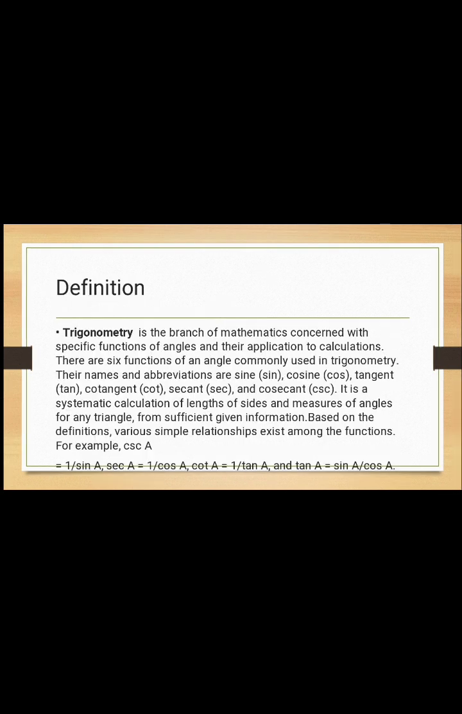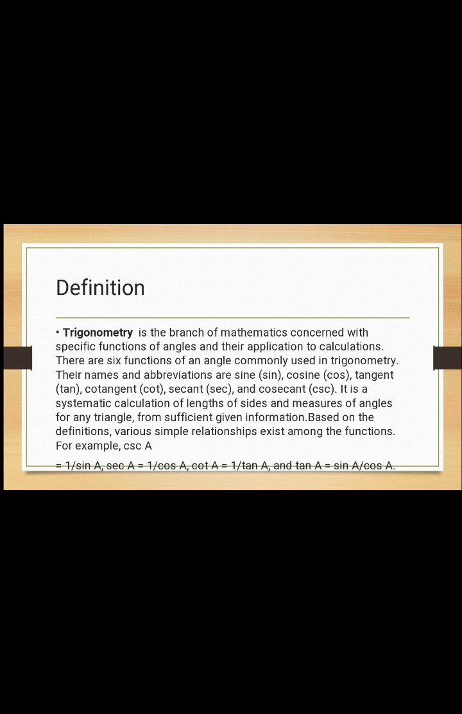So this is the definition. Trigonometry is a branch of mathematics concerned with the specific functions of angles and their applications to calculations. There are 6 functions of an angle commonly used in trigonometry. Their names and abbreviations are sine, cosine, tangent, cotangent, secant, and cosecant. It is a systematic calculation of lengths of sides and measures of angles for any triangle from sufficient given information.